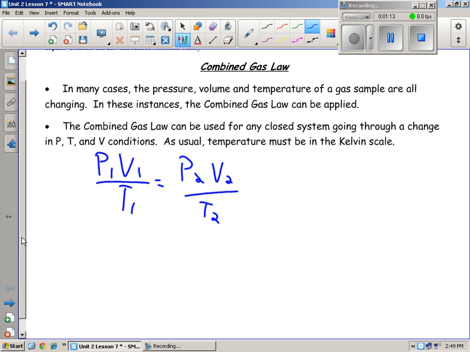As usual, temperature must be in Kelvin, as always. Okay? So when you look at T1 and T2 there, you better have it in Kelvin. Otherwise, it's going to be obviously very, very wrong. All right? So here we go.